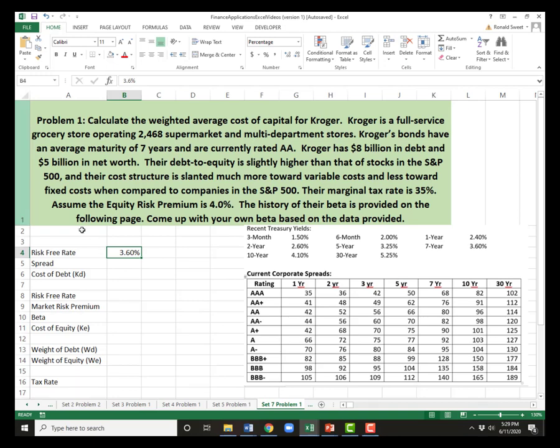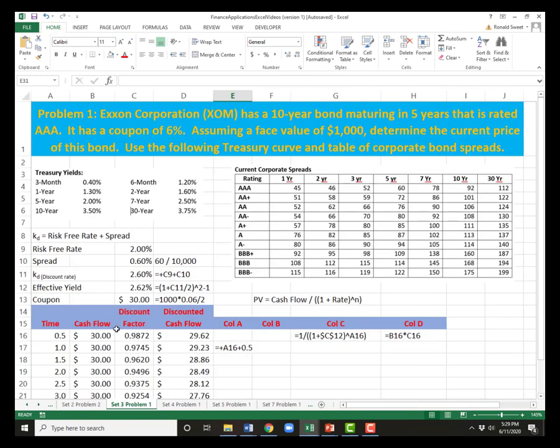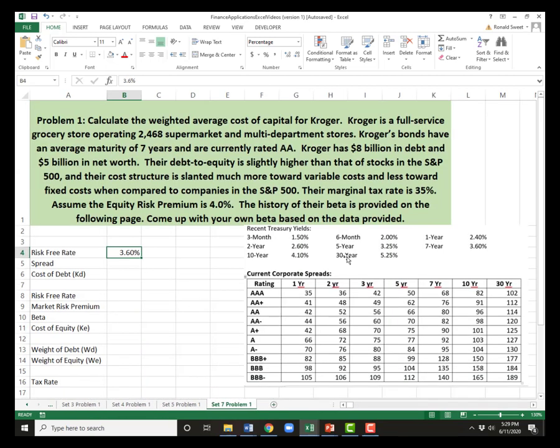Remember when we valued bonds, we had a coupon rate. This is the application set 3, but we use the current. This is a 5-year bond, so we use the 5-year treasury. We're doing the exact same thing here. We have a 7-year bond, so we're going to use 3.6% for the 7-year treasury.